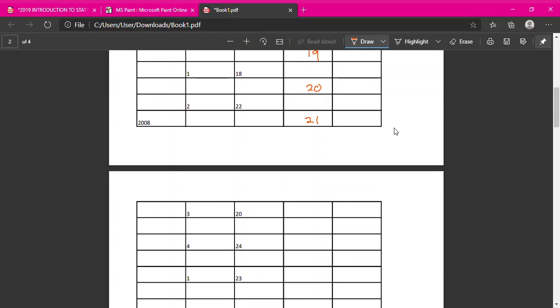Okay, next we want to find the value here. So 22 plus 20 plus 24 plus 23. So the answer will be 22.25. Okay, next kita nak cari value di sini. So it will be 20.